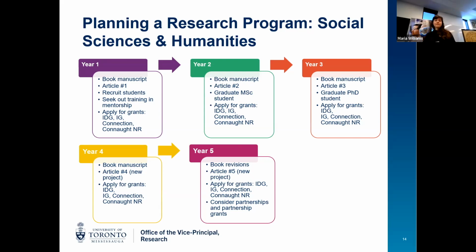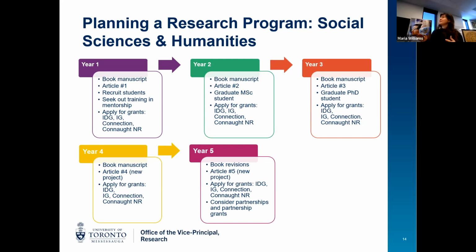And finally, the CONOT New Researcher Award is one that U of T researchers commonly apply for. The success rates are pretty high, even for researchers in their first year or faculty in their first year. So I would highly recommend applying for that. And in your second year, you might continue working on your book manuscript. Maybe you would put out a second article.